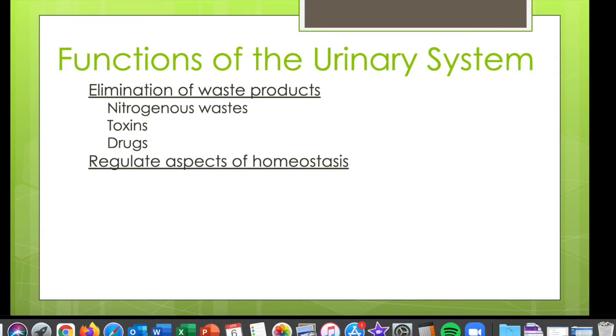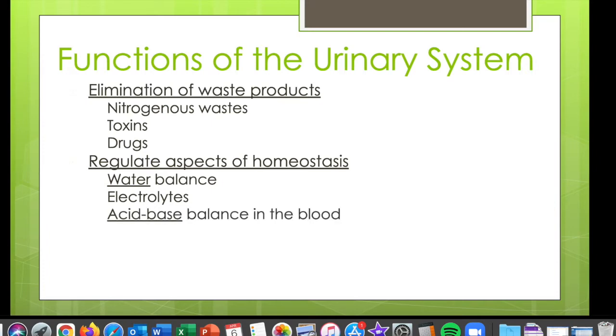It's also going to regulate aspects of homeostasis, so it includes water balance, because your urinary system will remove urine from your body, and the liquid part of urine comes from the water in your blood. So as extra water is removed from your blood, that makes its way out of your body in your urine. It's also going to help to regulate electrolytes so that chemical reactions can happen properly. Acid-base balance in the blood.